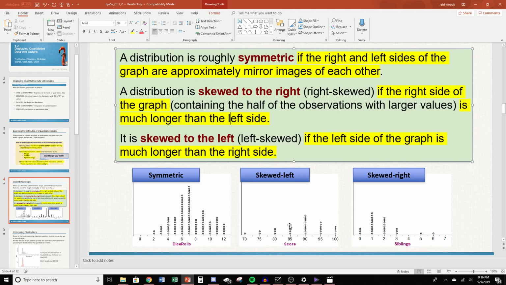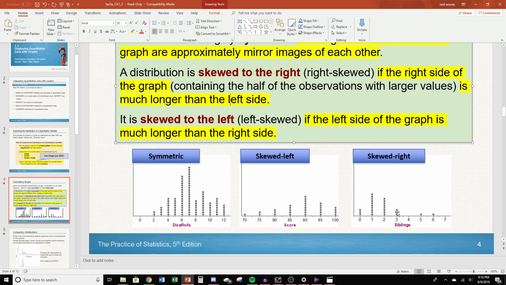Here, this one is skewed to the left because if this is sort of that high point, center point here, this left side is longer than the right side. So that one's skewed left, and then skewed right, you see the opposite effect. This is sort of the mode right here, sort of the center, and then you have these outliers up here. We're using that word outlier to describe that, but it's skewed to the right.